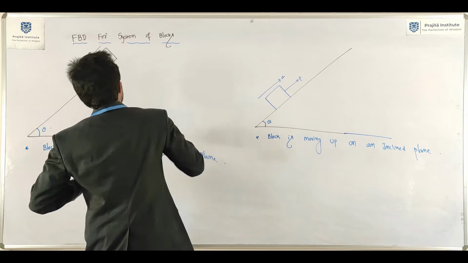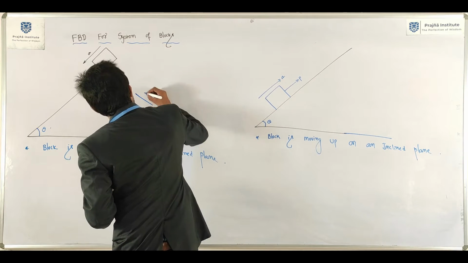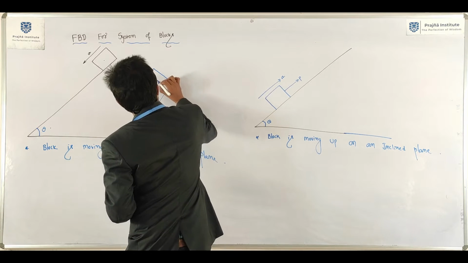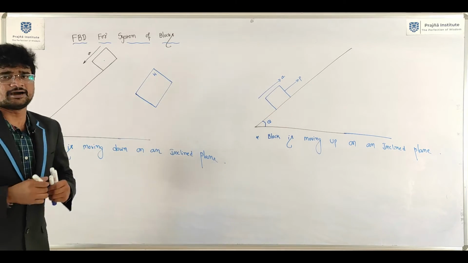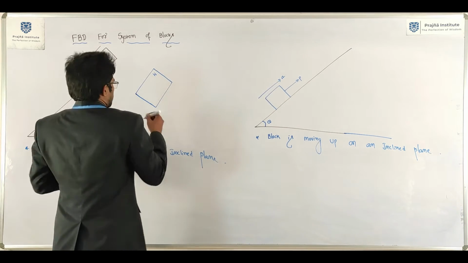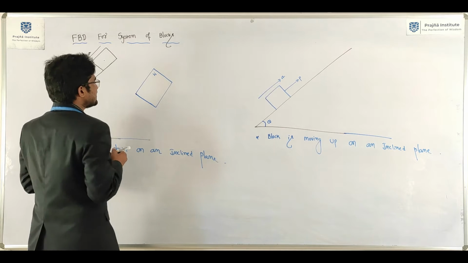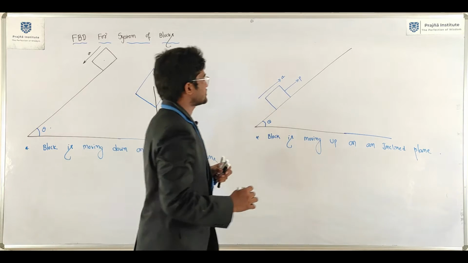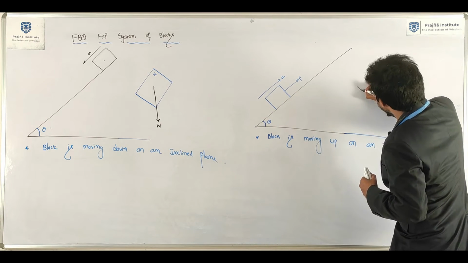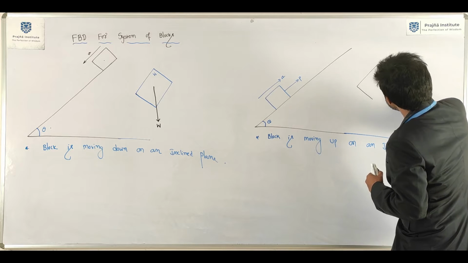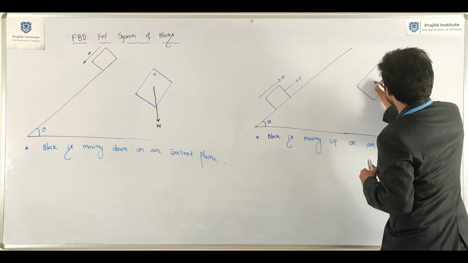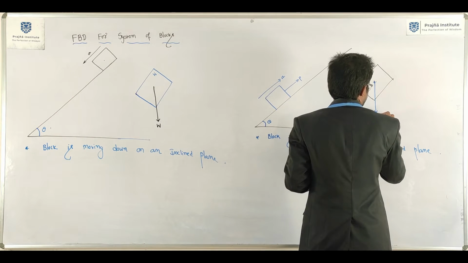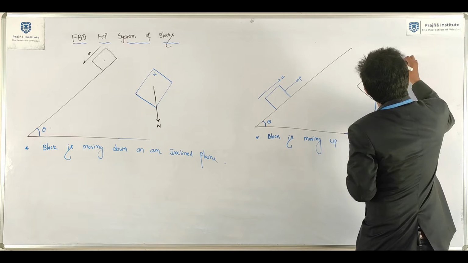Just have a look at it. See this free body diagram. I zoomed it. What is the first statement? Weight always acts in the vertically downward direction. Here also the same thing. First, weight always acts in the vertically downward direction. Here P is there.